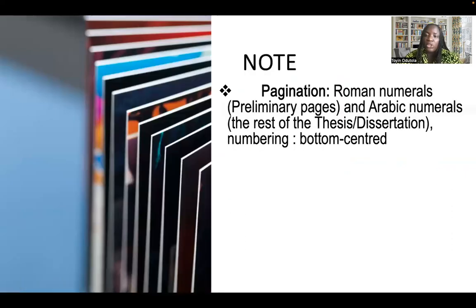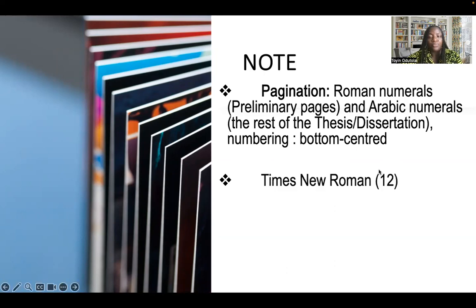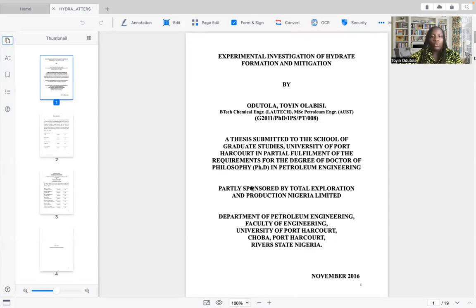For pagination, we use Roman numerals in the preliminary pages, from the cover page right up to the abstract. But from chapter 1, you start numbering in Arabic numerals, and the page number must be at the bottom and centered. The recommended font is Times New Roman, the font size is 12, and you must use double line spacing except in your abstract. Like I said, I was going to show you an example using my thesis.